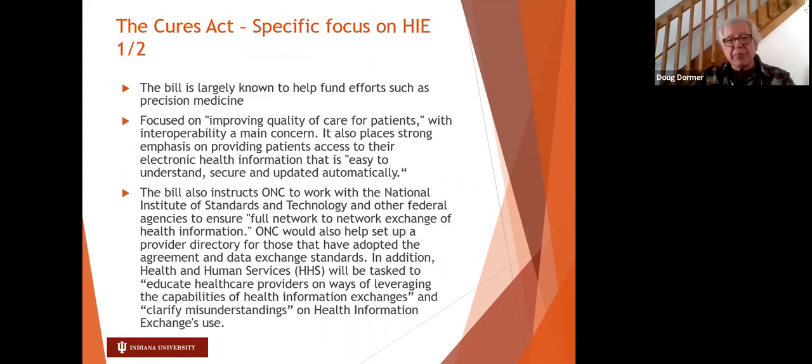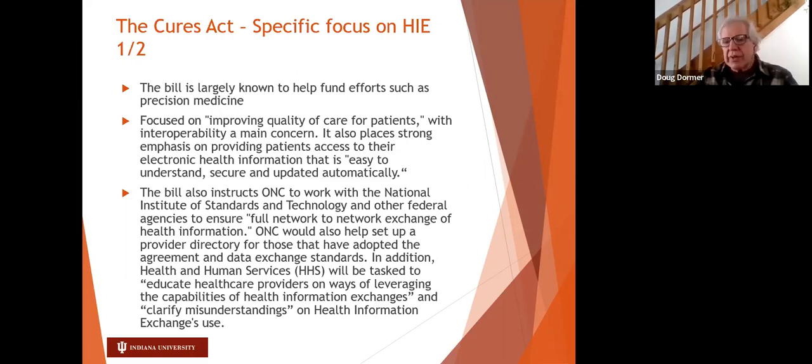Some specific areas of focus. The bill is largely known to help fund efforts like precision medicine. Might be an interesting homework assignment: what is precision medicine? What is the relationship between precision medicine and consumer health informatics? I think, in my understanding, precision medicine is more about the idea that with genetic improvements, with the kinds of technologies broadly, we can tailor the therapies and the treatments to each individual more precisely than we have in the past.